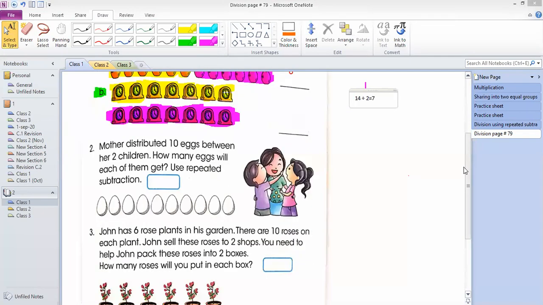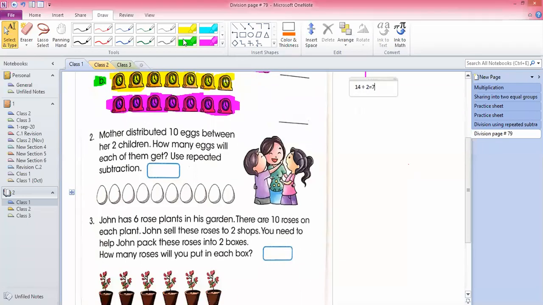Very good, very good. Now we come to the next question, question number 2. In question number 2, guys, this is the question: mother distributed 10 eggs between her two children. Guys, whenever you read a division question, there are two most important things you should read carefully. What?